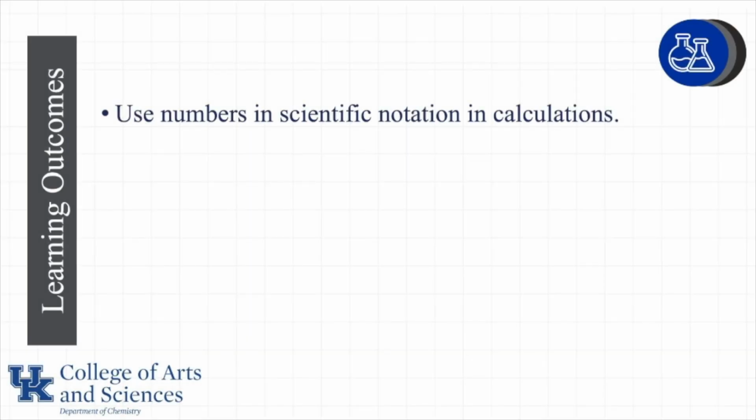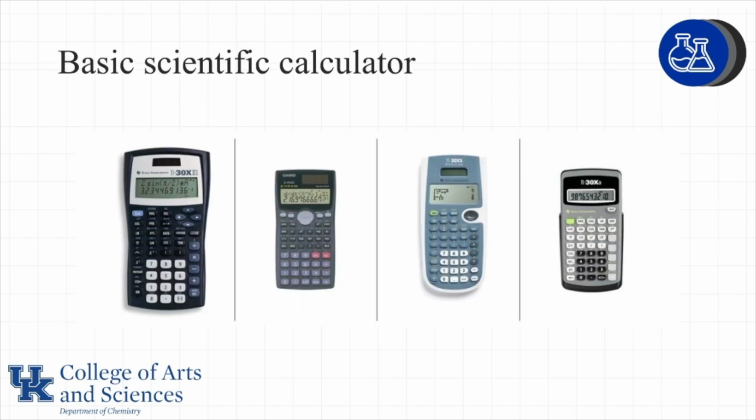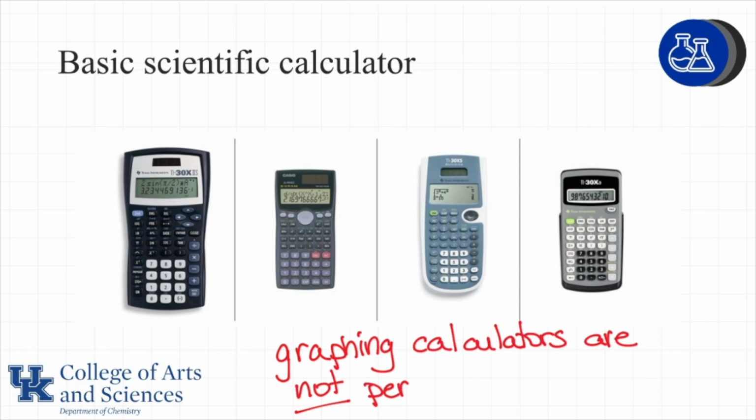In this lesson, we're going to learn to use numbers in scientific notation in our calculations. For this class, for exams, you will need a basic scientific calculator. Graphing calculators are not permitted on exams. I would strongly encourage you, as you're working problems, whether it's in class or on homework, that you practice them using the basic scientific calculator so that when it comes time for the exam, you're familiar with its functions.